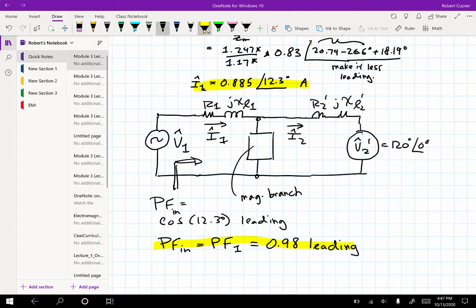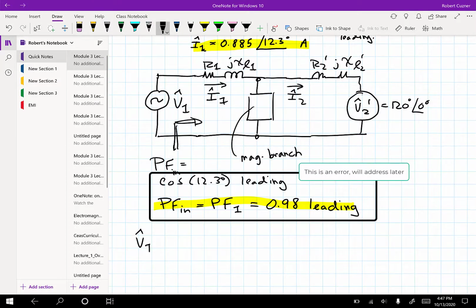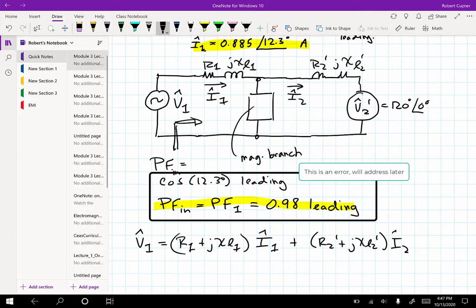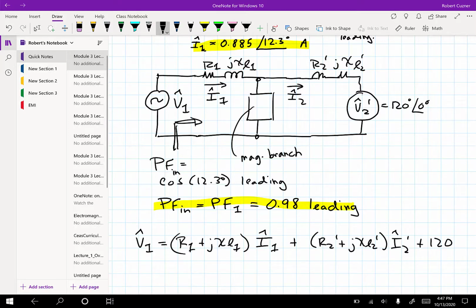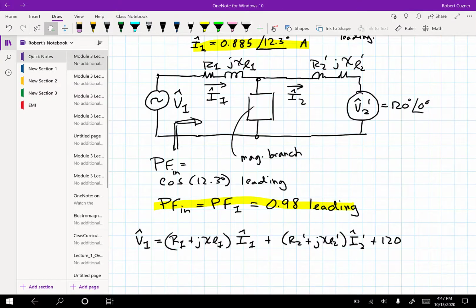So there's that input power factor that we wanted to know. And now we can find V1. And that is simply going to be V1 is equal to (R1 plus jXL1) times I1 plus (R2 prime plus jXL2 prime) times I2 prime plus 120. Okay, there you have it.